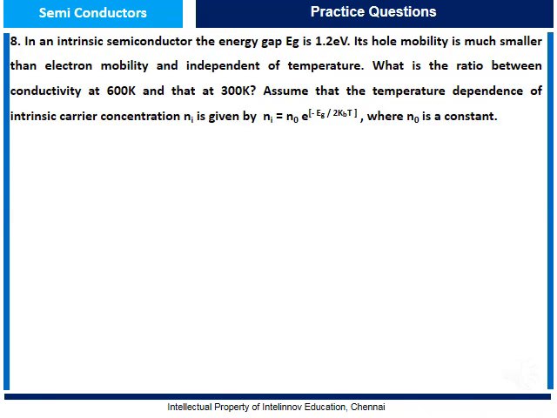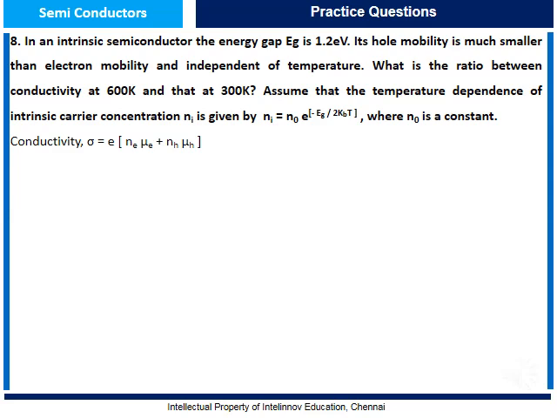Question number 8. In an intrinsic semiconductor, the energy gap is 1.2 electron volt. Its hole mobility is much smaller than electron mobility and independent of temperature. What is the ratio between conductivity at 600 Kelvin and that at 300 Kelvin? Assume that the temperature dependence of intrinsic carrier concentration Ni is given by Ni equal to N0 e power minus Eg by 2 kBT, where N0 is a constant. Let us understand the answer here.